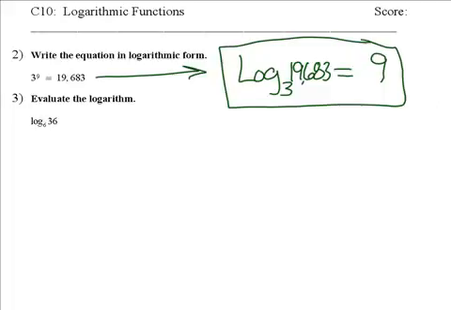Number 3 is just asking us to evaluate log base 6 of 36. What this is saying is 6 to the what is equal to 36. Well, what would I have to put here to get a 36? 2. So this just equals 2, and I'm done. 6 squared is 36. That's all we need.